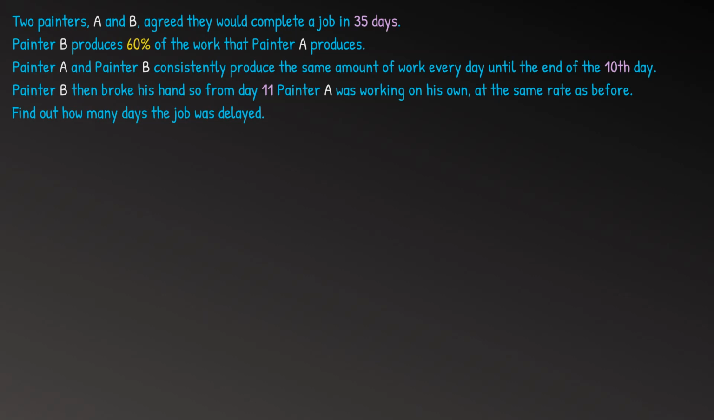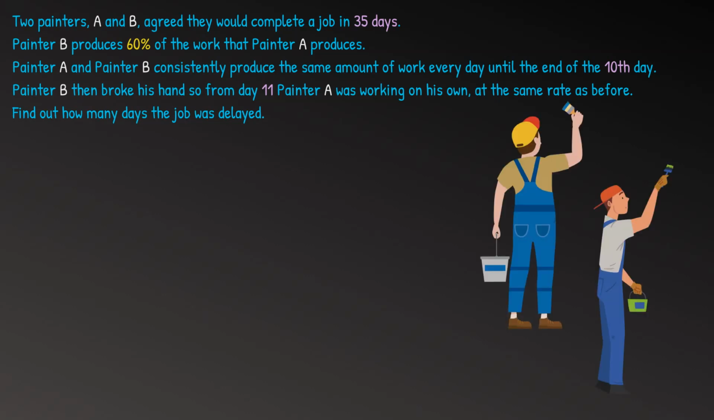So in this question we have two painters, A and B, who've agreed to complete a job in 35 days. However, painter B is new and only produces 60% of the work that painter A produces. Now they both worked together until the end of the 10th day, and then painter B broke his hand, so from the 11th day painter A has been working on his own. And we have to find out how many days the job was delayed.